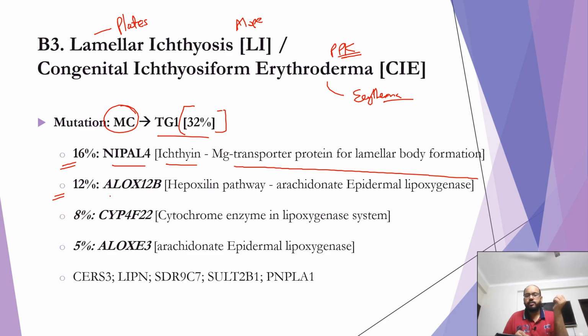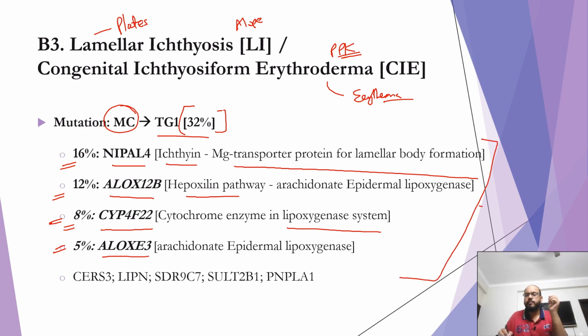12% of cases have mutation in ALOX12B, which is a part of the hepoxilin pathway, and this pathway is also responsible for lipid transport in the lamellar bodies. The same is about 8% in CYP4F22, which encodes a cytochrome enzyme in the lipoxygenase system. This is also required for lamellar body formation. And 5% of cases have mutations in ALOXE3, which is a part of the arachidonate epidermal lipoxygenases. And all of these are needed for formation of proper lamellar bodies.